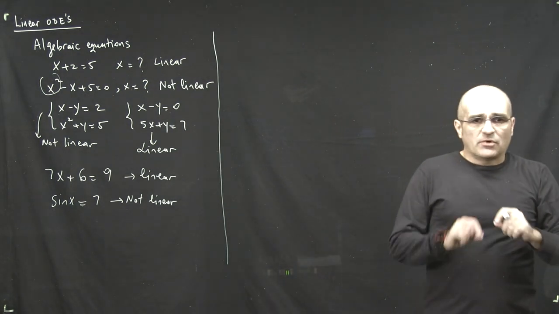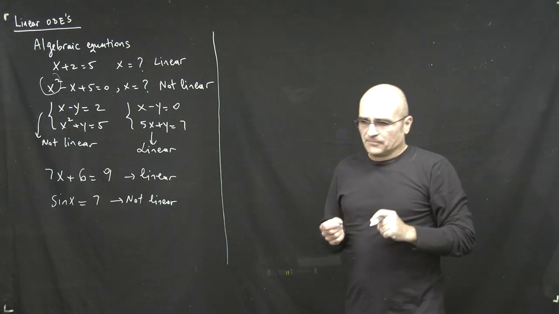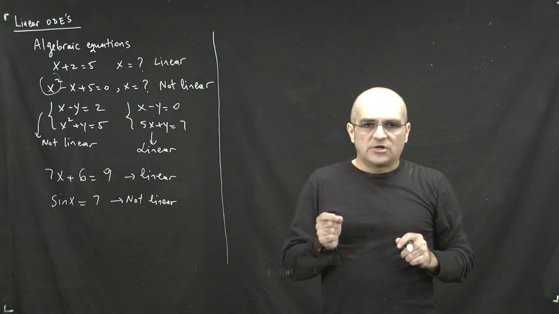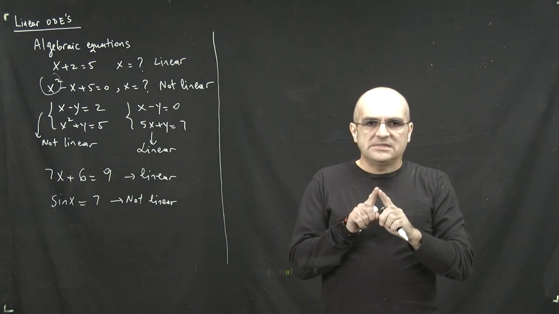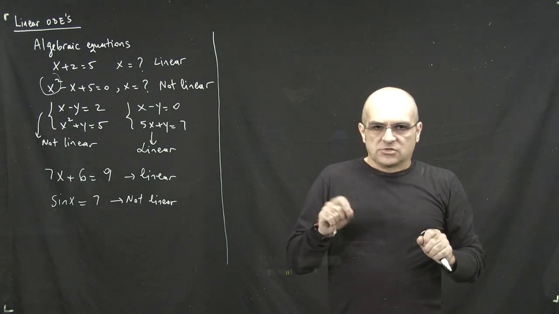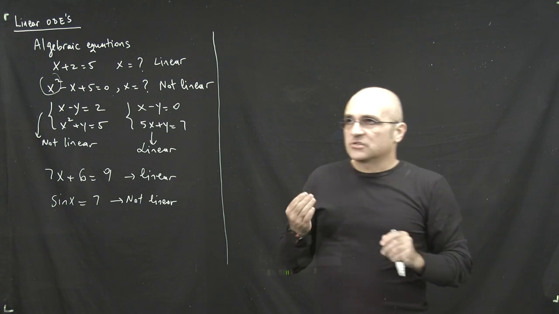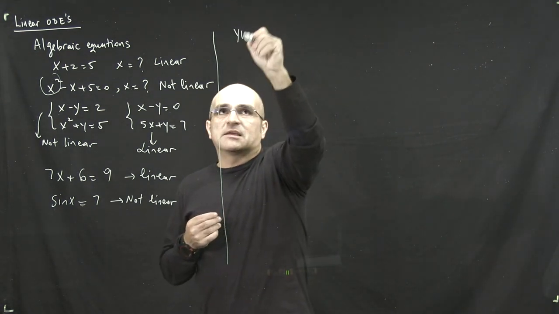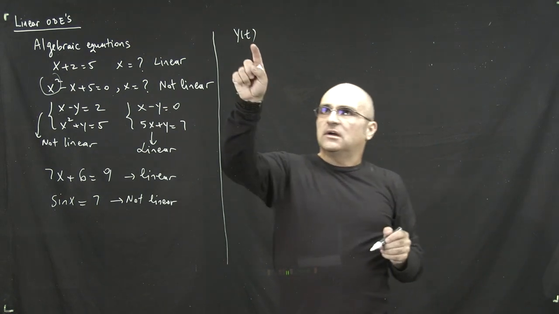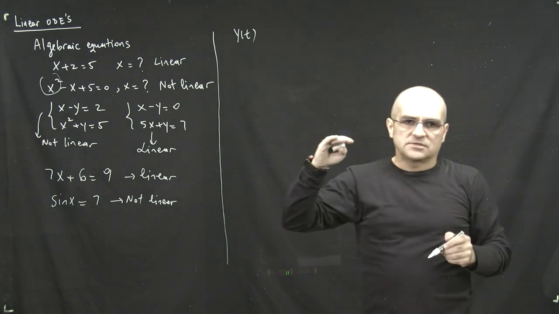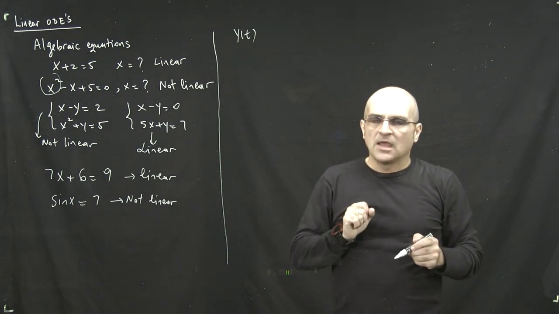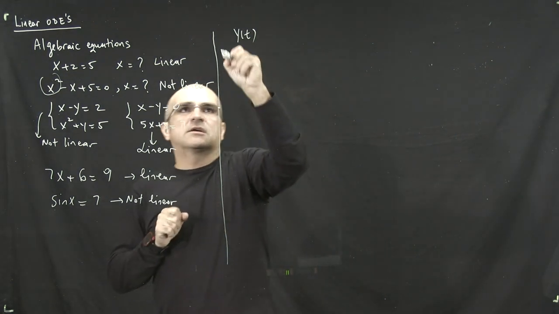So in short, before I write the definition, linearity for differential equations refers to the linearity in the dependent variable and its derivatives. So remember, when you have a differential equation, you talk about y of t, right? You're trying to find a function of t. T, the variable of that function, has no restrictions. Linearity refers only to the dependent variable y. So let's write this as a remark.